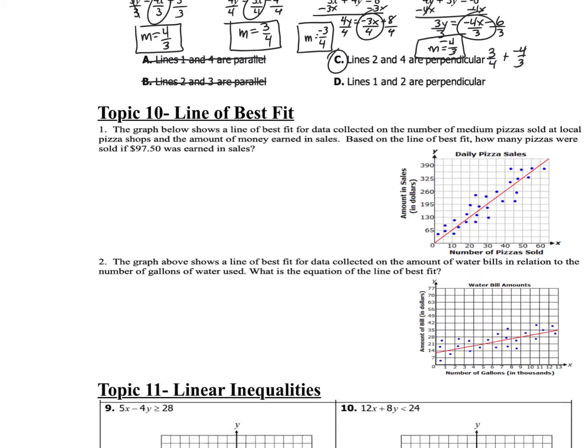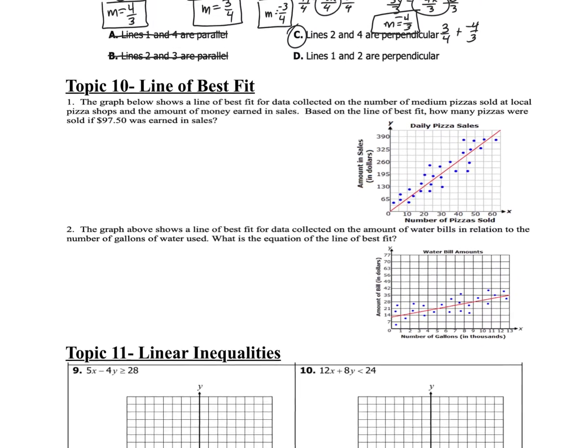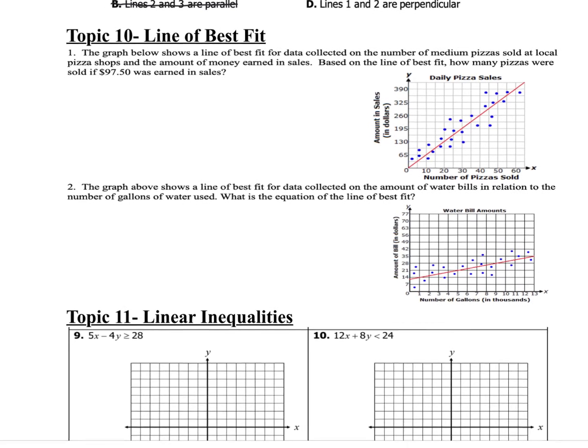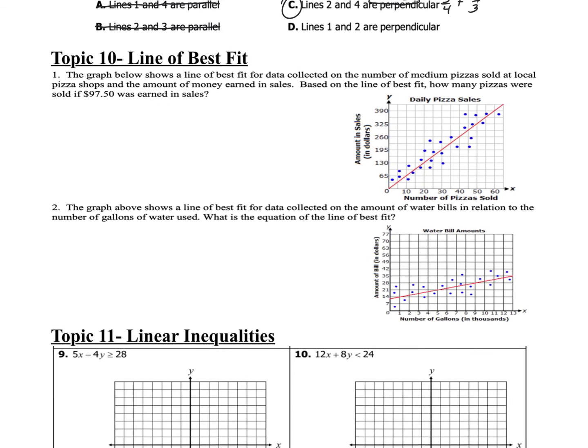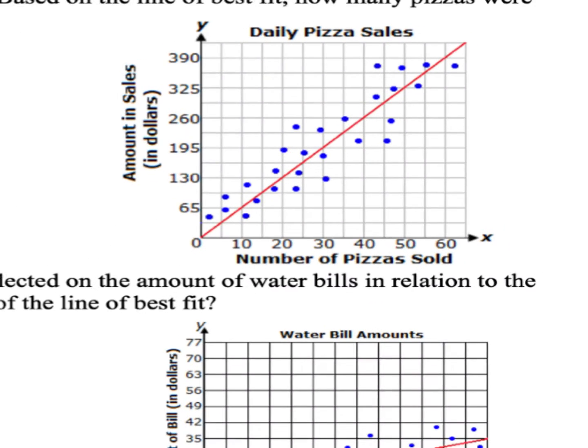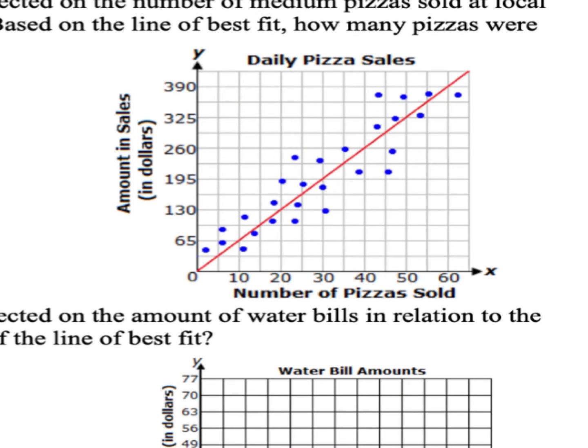All right, topic 10, line of best fit. We've done some of these in class for our bow work. Number 1, it says, based on the line of best fit, how many pizzas were sold if $97.50 was earned in sales? And so this line, one thing we talked about in class was the scale.